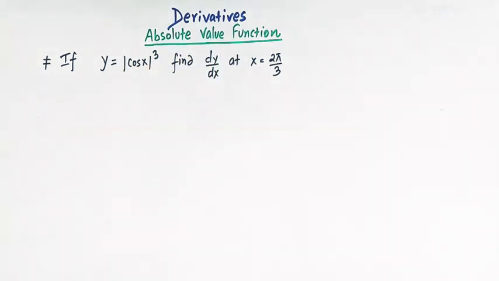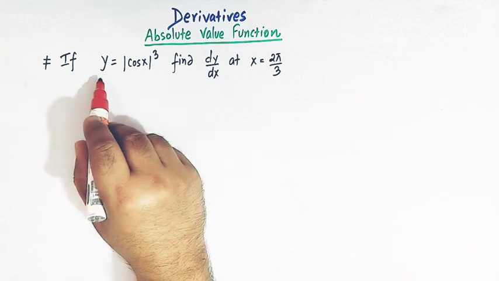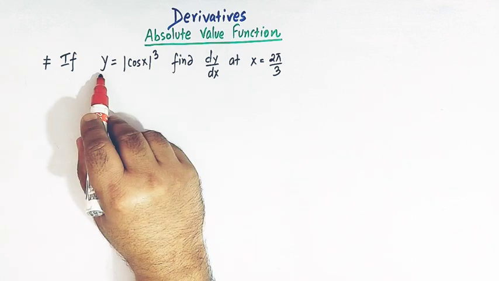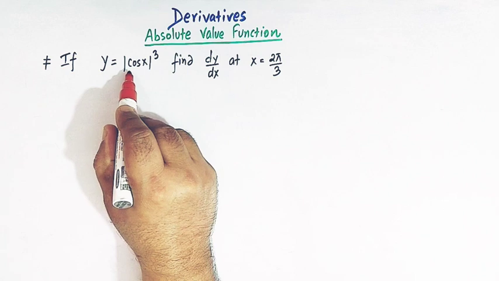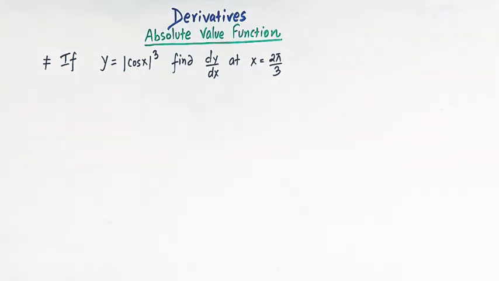So let us first quickly see the definition of mod function. Then we can apply the definition of mod function to this function, y is equal to cube of mod of cosine of x. Then we'll calculate the derivative of y with respect to x.